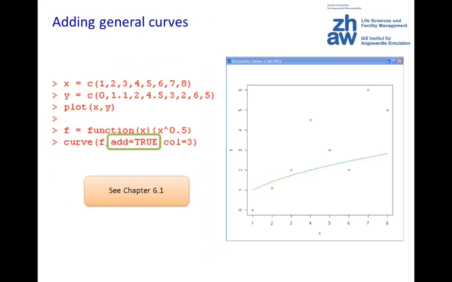If you would like to add a general curve to your plot, then you can use the command curve. So first you open a plot window with the command plot xy, and then you define your function and you just plot it with the command curve, and don't forget to set add equal to true. Please see chapter 6.1 for more details on that.